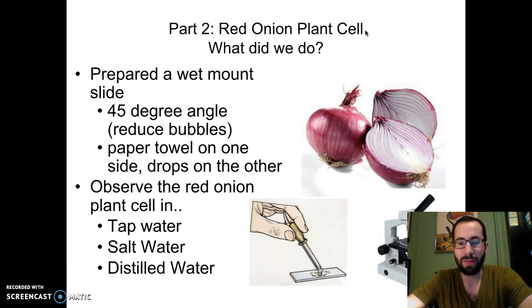In part two, maybe you cried a little bit because of the onions, right? We prepared a wet mount, which was all learning target 3.2 was getting you ready for. See here, there's a purpose for these learning targets that we're doing. You made that onion cell.